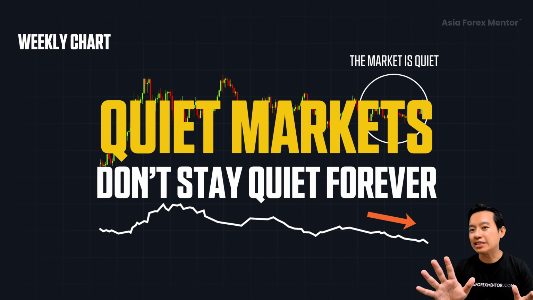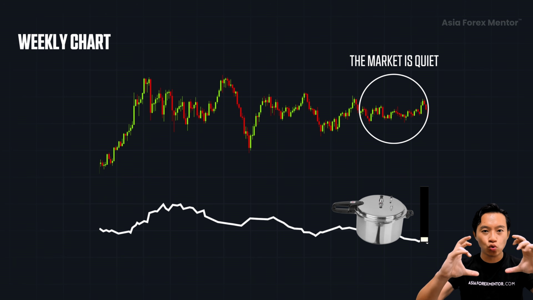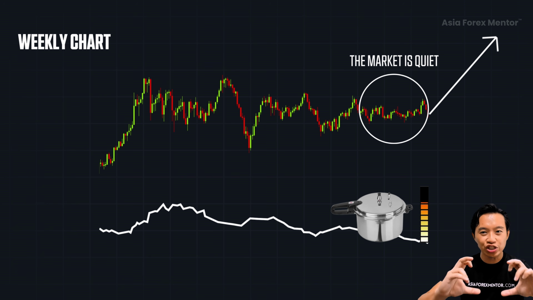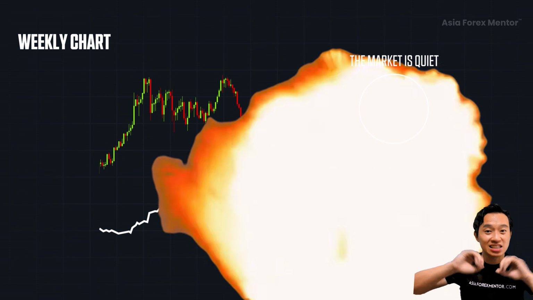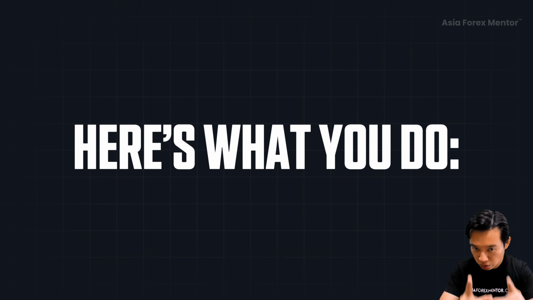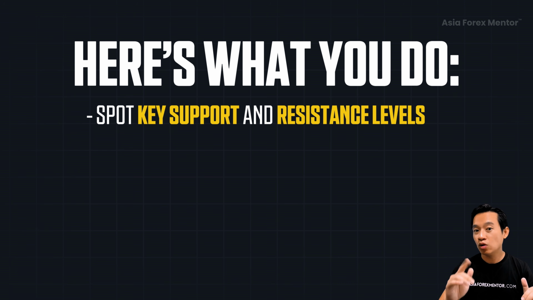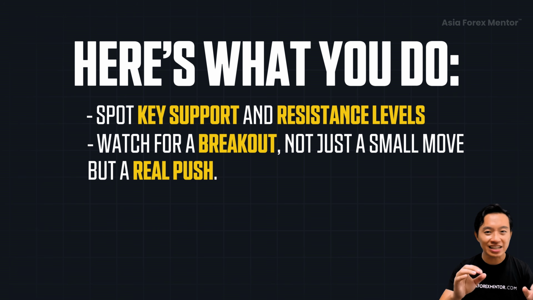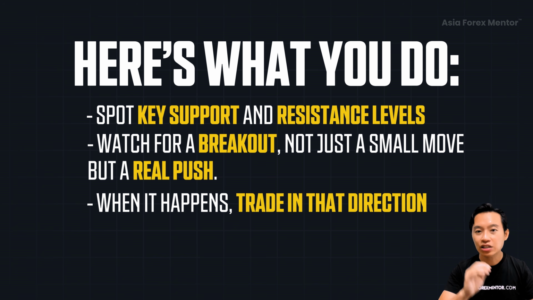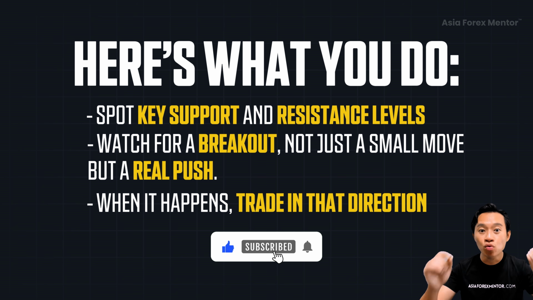The quiet markets, they don't stay quiet forever. Think of it like a pressure cooker. The low volatility is the market building up energy. When it finally breaks, it explodes. So that's where the most money is being made. Here's what you do. First of all, spot the key support and resistance levels. Then watch for a breakout, right? Not just a small move, but a real push. When this happens, you want to trade in that direction. Because once the market wakes up, it moves fast.